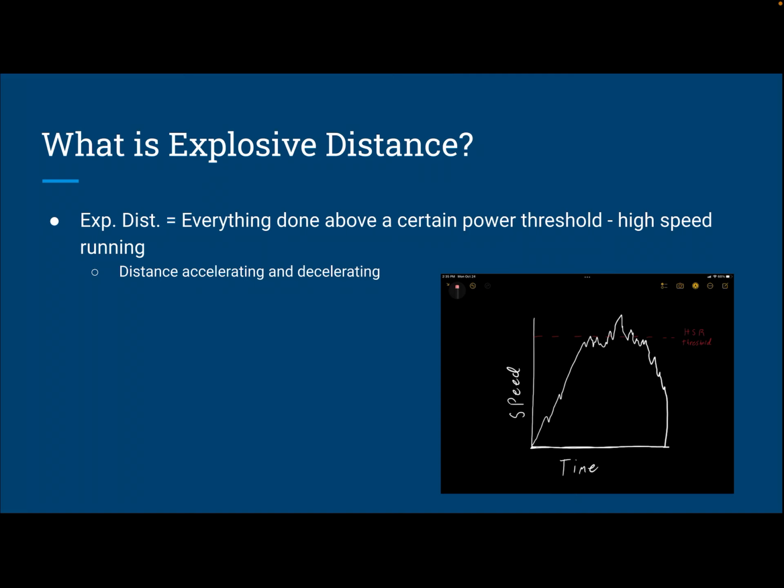In that little graph in the corner you see I have that dashed red line of where that high speed running threshold would be, right? And so anything above that is not going to count towards the explosive distance. Anything below, right, the big accelerations and decelerations, those are going to count.